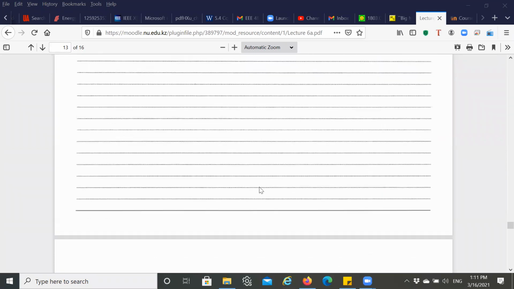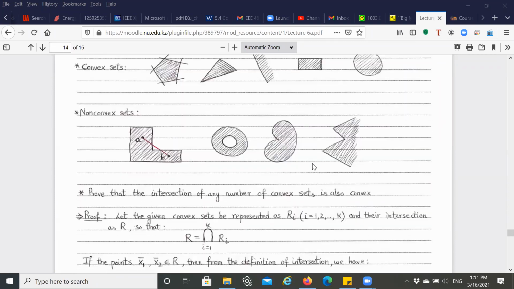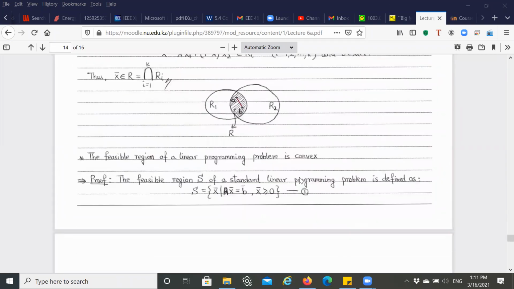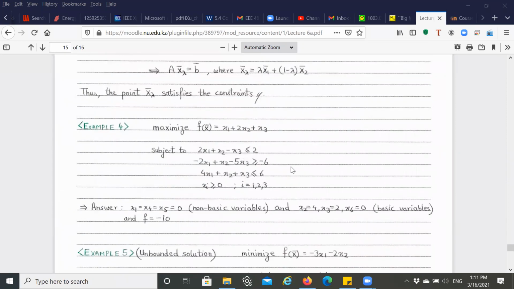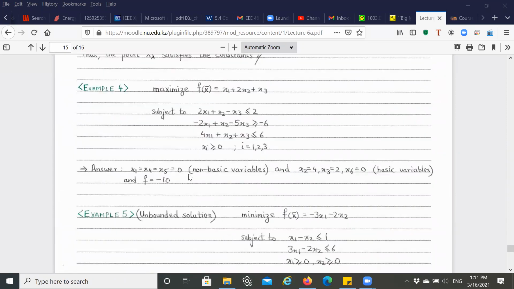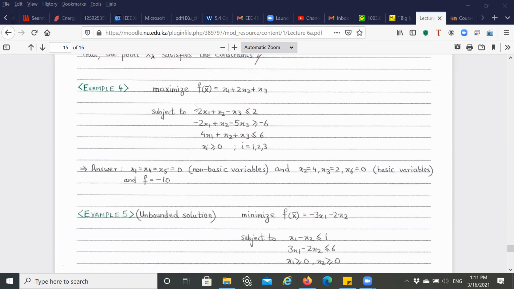All right. Then in the end, I've given you what are convex sets, what are non-convex sets, and this is a proof of convex function. What else do we have? Yes, so these are some examples where I've asked you to write this in the standard form and find the solutions to this, guys.